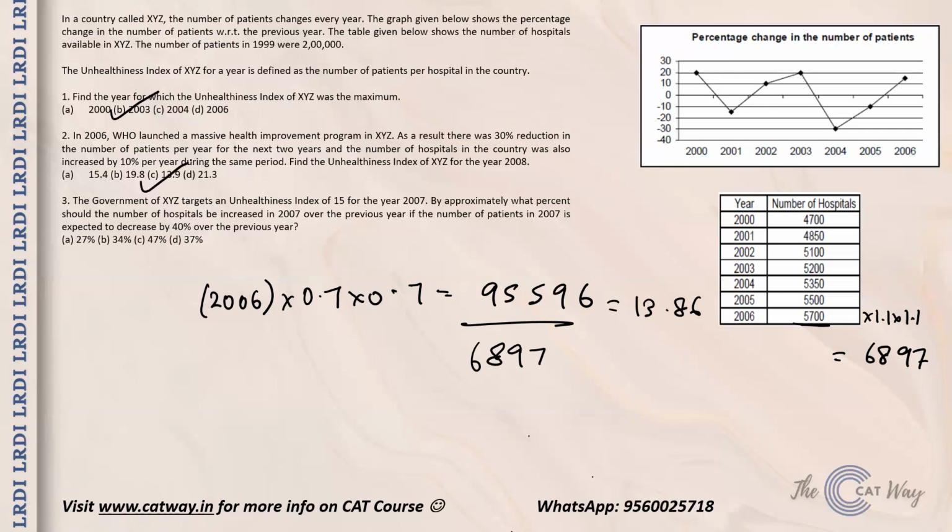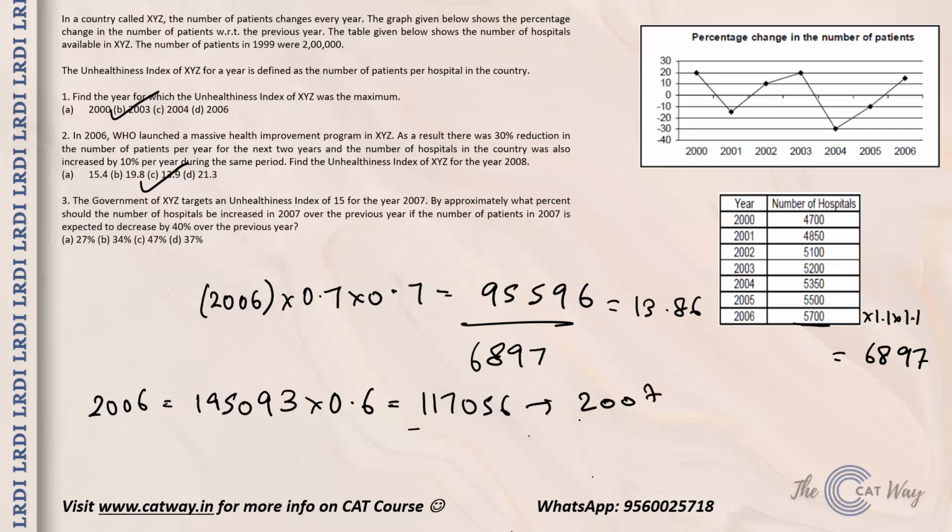Moving on to the third question: the government of XYZ targets an unhealthiness index of 15 for the year 2007. By what percent should the number of hospitals be increased over the previous year if the number of patients in 2007 is expected to decrease by 40%? The number of patients in 2006 is 195,093. There is a decrease of 40%, so it gets multiplied by 0.6 to give the number of patients in 2007.